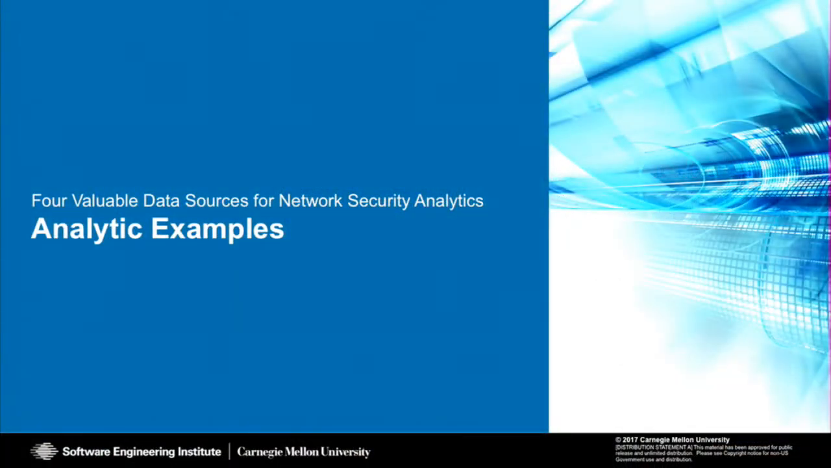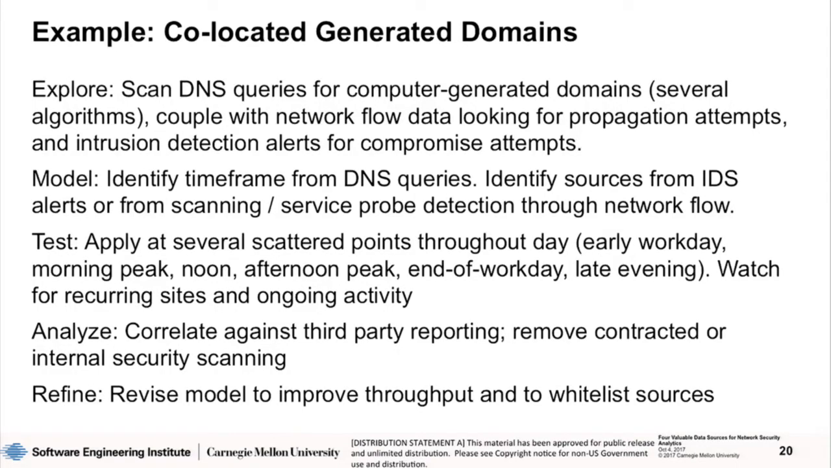So let's walk through some of these examples, and I'll try and hit some of the ways that they have been used to communicate effectively with management. So this initial example is looking at coupling DNS information with network flow information and intrusion detection information. The goal here is you want to be able to find computer-generated domains, often because a lot of malware will use those computer-generated domains for command and control or for coordination among network threats.